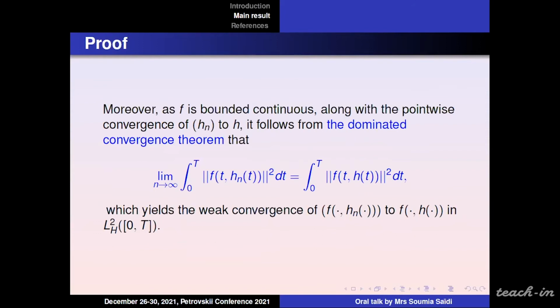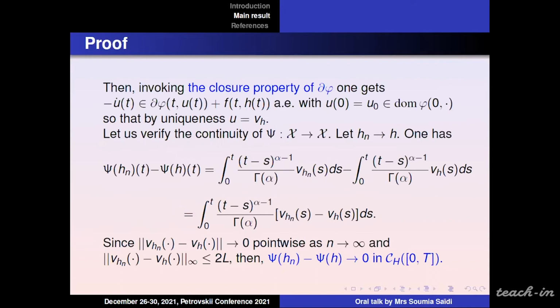And since f is bounded continuous, along with the pointwise convergence of h_n to h, we easily conclude these limits using the dominated convergence theorem. And we deduce the weak convergence of the perturbation in L2. Then invoking the closure property of the subdifferential, we deduce the required inclusion. So by uniqueness, u equals v_h.